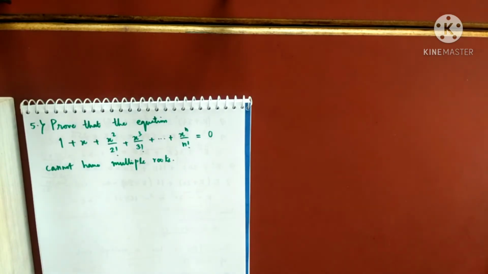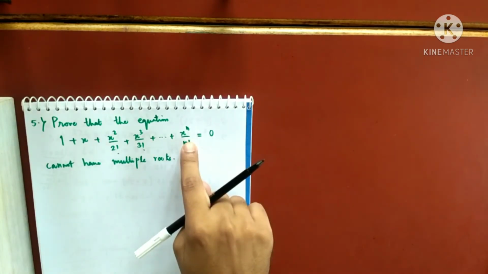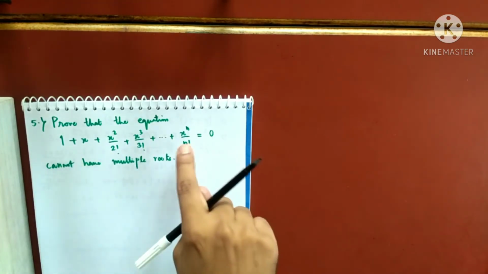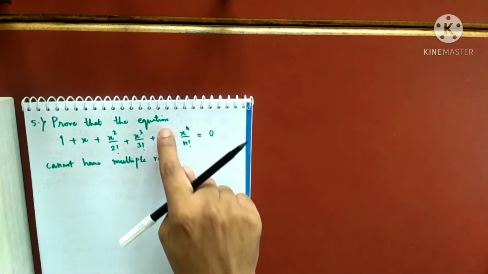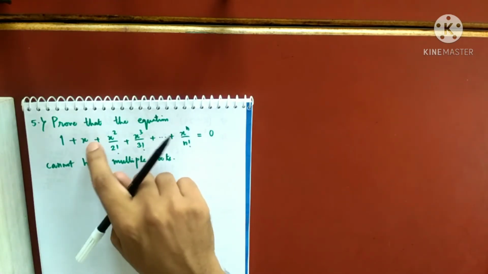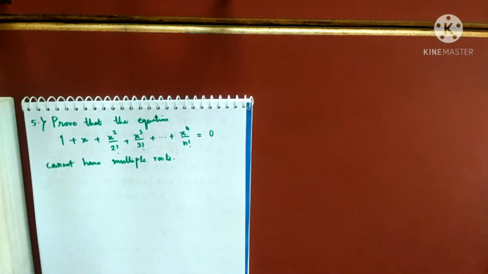So let me write the next question. That is again from the exercise. Now see here, what is the question? Prove that this equation cannot have multiple roots. So the polynomial this time is this one, right? This is a polynomial of degree n having the coefficients 1 by n factorial, then 1 by (n minus 1) factorial, and so on, 1 by 2 factorial, 1 and 1. So this is a polynomial of degree n.